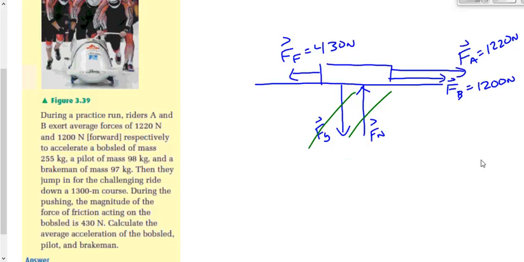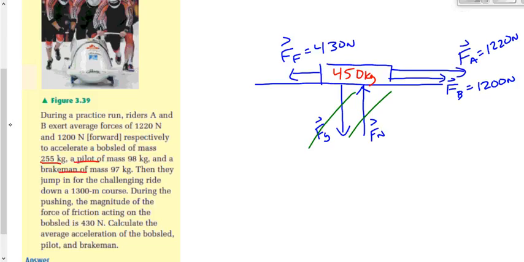What is the mass that I use here? Is it 630? Is it 255? Is it 98? Is it 97? Is it some kind of combination of those? What mass am I going to use here? And the mass of the brakeman? Yeah, so we're going to use a total mass of 450 kilograms. The mass of the bobsled, the pilot, and the brakeman.